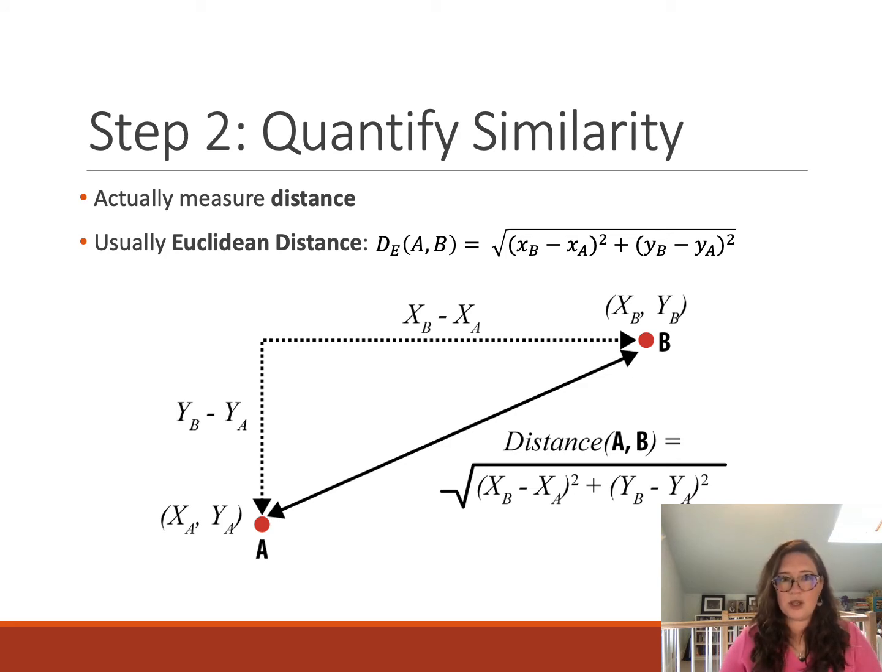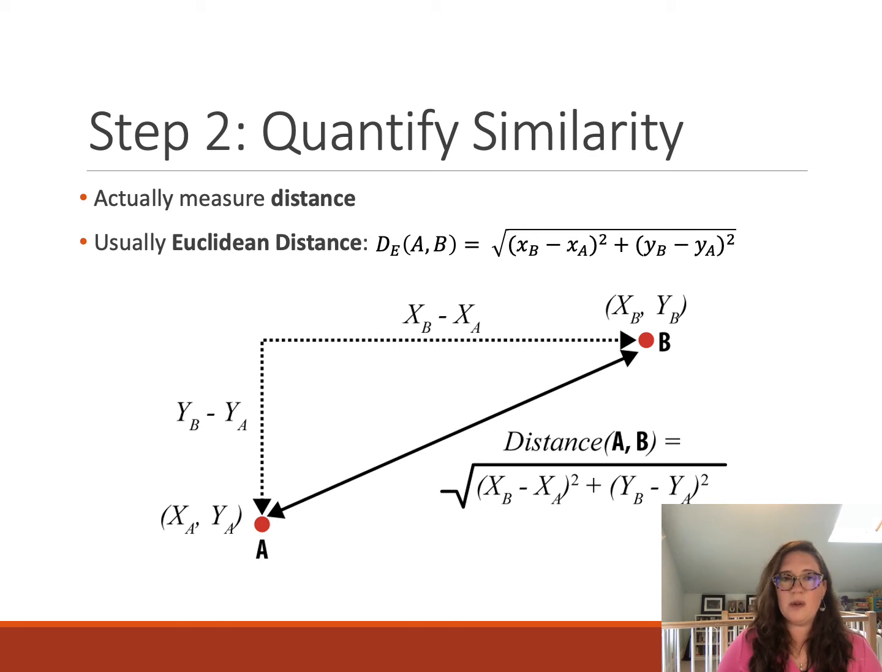So step 2 is to quantify the similarity between pairs of points. What we're actually measuring is the distance, and usually we'll use the Euclidean distance. This you might have seen in high school math, but it's the hypotenuse of the right triangle formed using point A and point B. The Euclidean distance between point A and point B is the square root of the sum of the squared differences between each of the coordinates of point A and point B.